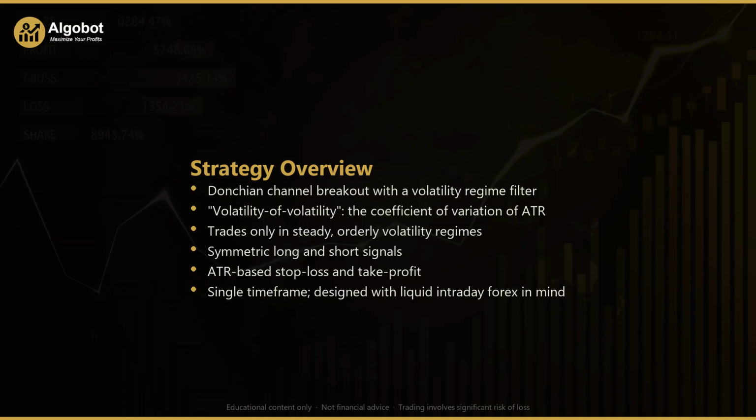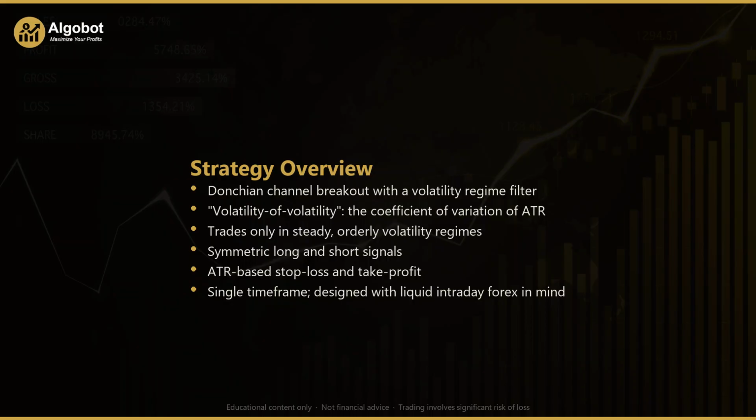To measure that, the strategy builds an average true range series, and then calculates the coefficient of variation of that series over a look-back window. In plain terms, it divides the standard deviation of recent ATR readings by their average. The strategy calls this the volatility of volatility. A low reading means the true range has been consistent bar after bar, describing a calm, orderly market. A high reading means the true range has been erratic, the kind of environment where breakouts often reverse sharply.